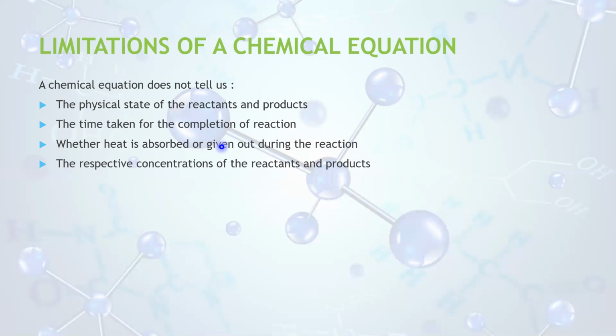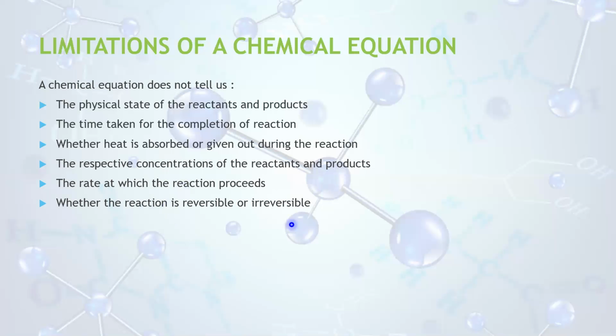Fourth, we have the respective concentration of the reactants and products. For example, if we are using any acids, whether we are using dilute acid or concentrated acid, that we cannot understand from the equation. The rate at which the reaction proceeds, at what rate the reaction occurs, that cannot be understood.